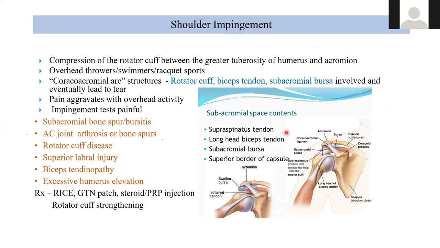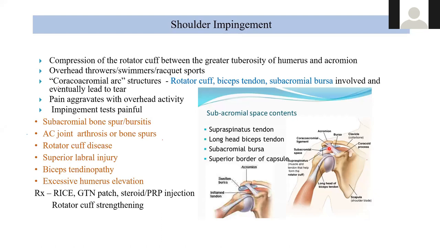Shoulder impingement is one of the commonest overuse injuries in the shoulder, as I said earlier. It is compression of the rotator cuff between the greater tuberosity of the humerus and the acromion. If you look at this, this is the acromion and this is the humerus greater tuberosity, where you have the subacromial bursa, and then you can see the tendon of supraspinatus and the bicipital tendon of the biceps. All these structures can be compromised, causing impingement. Usually it's in overhead throwers, swimmers and racket sports. As I said, the structures are the rotator cuff, biceps tendon, and subacromial bursa.